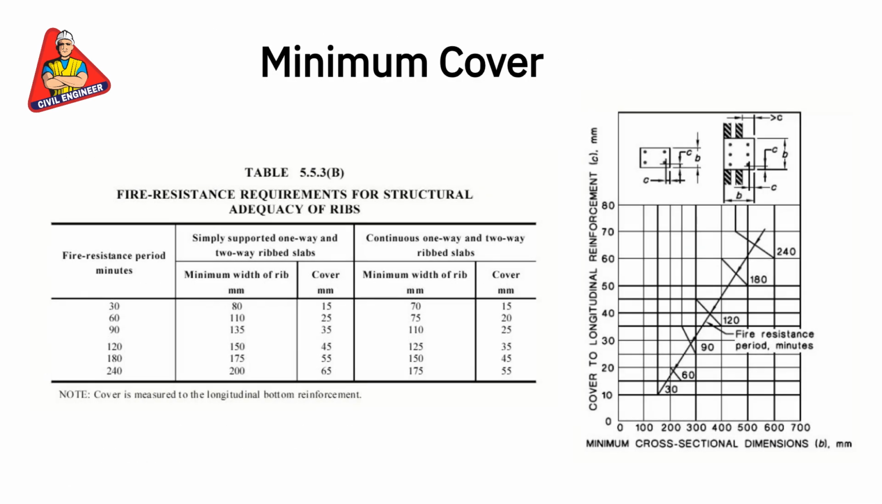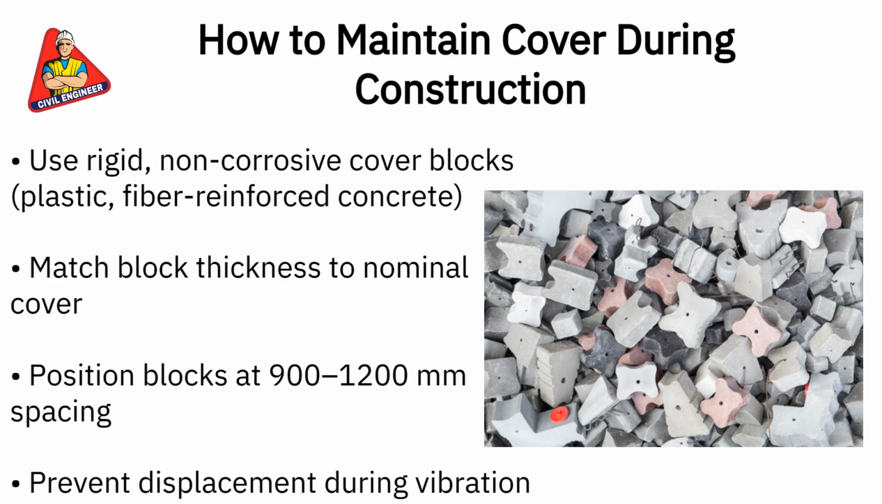Fire rating affects cover significantly, as AS 3600 mandates minimum covers for varying fire resistance levels. These values ensure that reinforcement does not exceed 500-600 degrees C, above which steel begins to lose strength and stiffness rapidly. On-site cover control is critical.